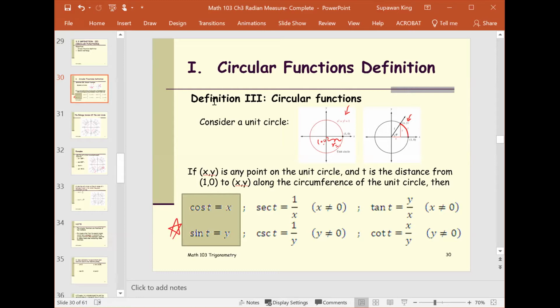The cosecant of t is the reciprocal of the sine of t, which is 1 over y, or y not equal to 0. The tangent of t is sine of t over cosine of t. Therefore, the tangent of t is y over x, where x is not 0. The cotangent of t is the reciprocal of the tangent of t. We get x over y, where y is not 0.